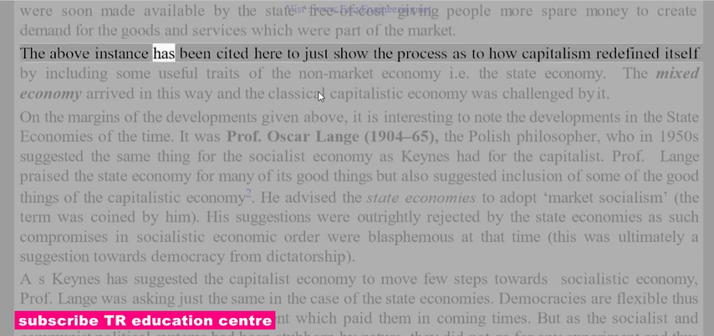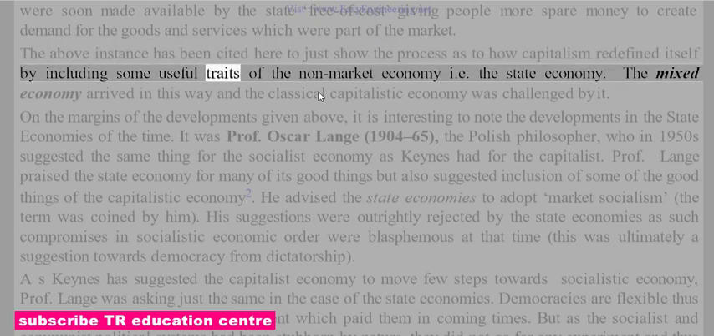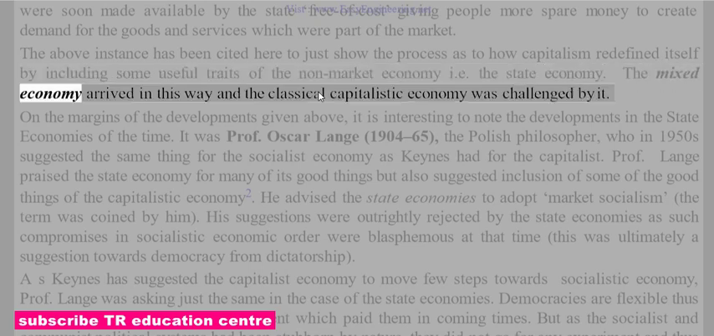The above instance has been cited here just to show the process as to how capitalism redefined itself by including some useful traits of the non-market economy, i.e. the state economy. The mixed economy arrived in this way and the classical capitalistic economy was challenged by it.